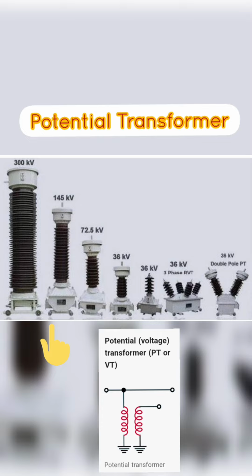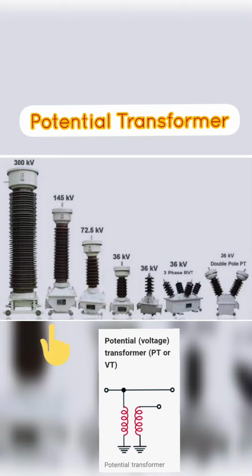1. Metering PTs. Metering PTs are used to provide accurate voltage measurements for metering and billing purposes. They have high accuracy and are designed to operate at rated voltage continuously. They have a low burden and are used to measure the voltage across the load.